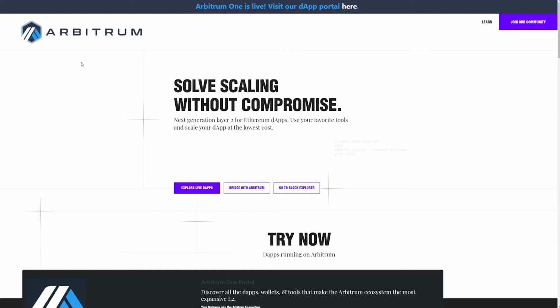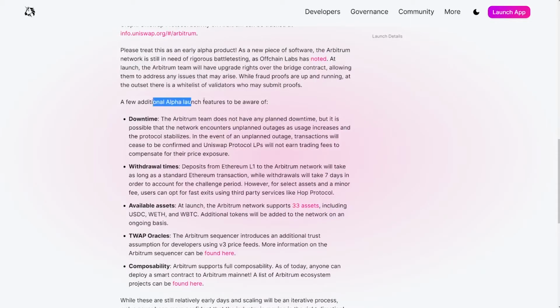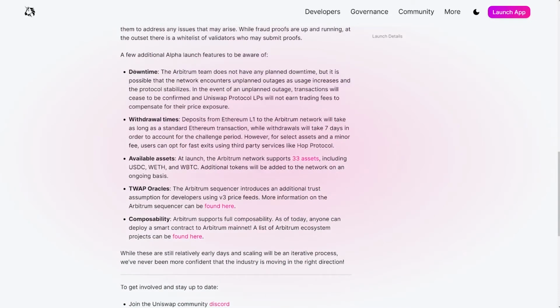And if we take a quick look at Arbitrum, it's a next generation layer 2 for Ethereum dApps, so a scaling solution at low cost. However, it's still in the alpha phase, so you should be aware of some potential downtimes, increased withdrawal times, or quite a low availability of assets in comparison to the layer 1 solution, etc.